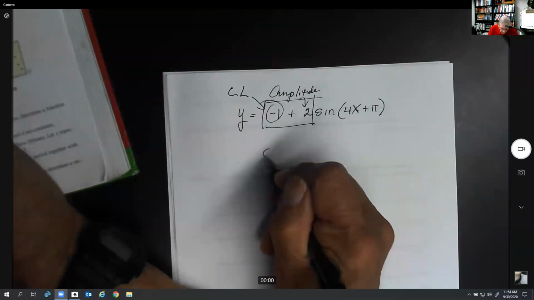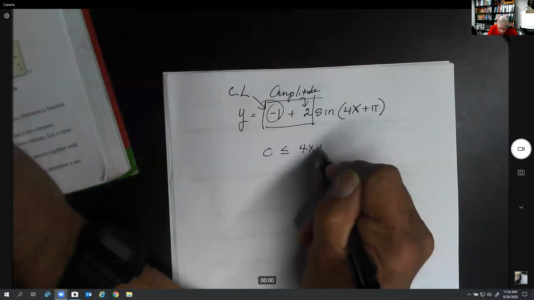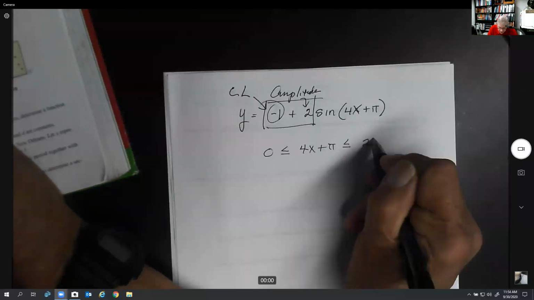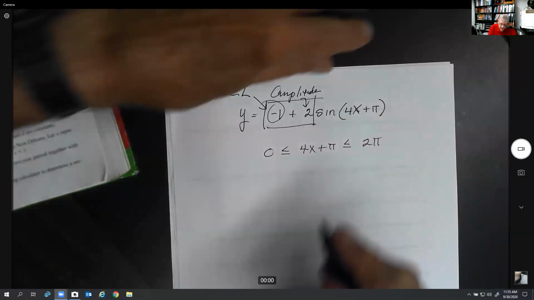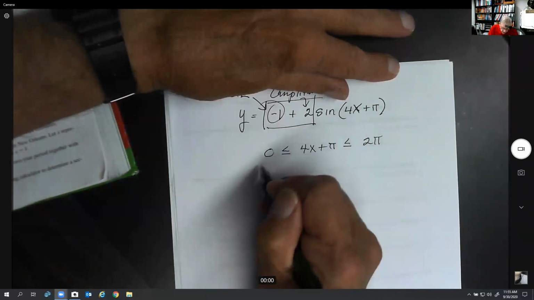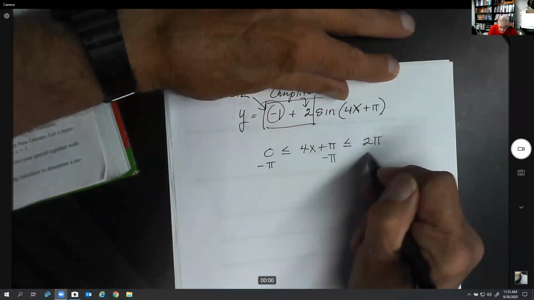So normally this graph would go 0 is less than or equal to 4x plus pi is less than or equal to 2 pi. I think it's easier to do it this way than the way the book shows you, factoring out a 4 and all that. So we're going to get rid of the pi first. We're going to subtract pi, subtract pi, subtract pi.